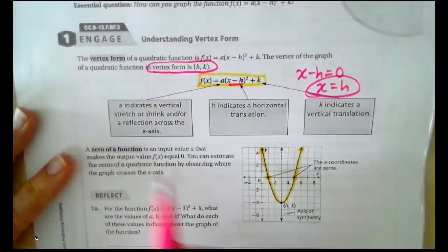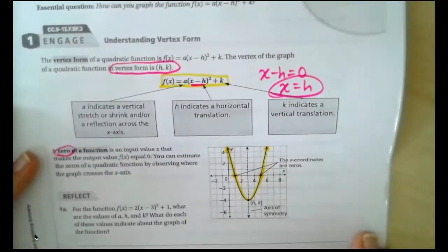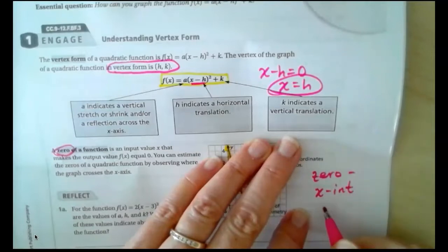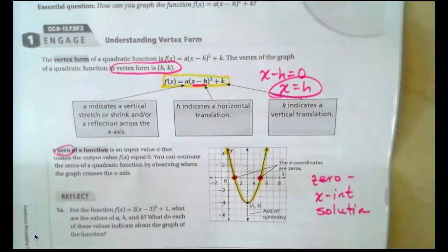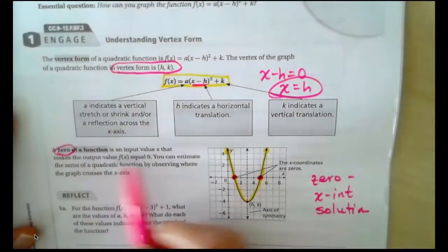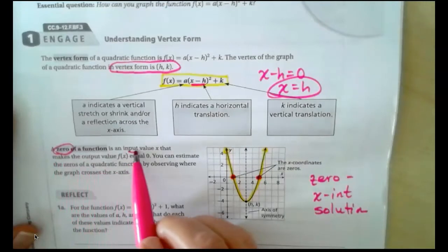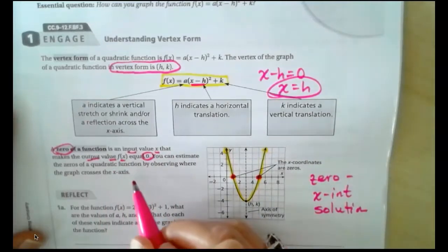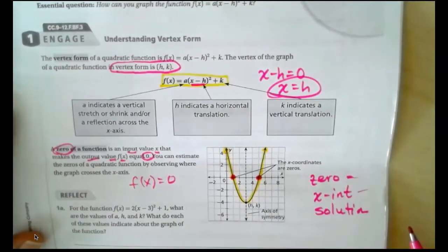Now, what do we have next? A zero of a function. So let's take a look at that word zero, and it's got some synonyms that we can write in here. A zero is the same thing as an x-intercept or a solution to the particular graph. It's basically, where does this graph cross the x-axis? That's what the zero of a function is. Here's what it says in the wording here. A zero of a function is an input value x that makes the output value f of x equal to 0. So wherever f of x equals 0, that is going to produce a zero or an x-intercept.